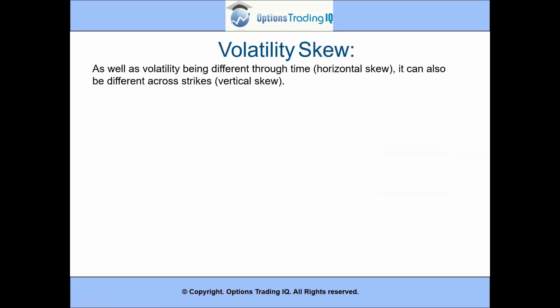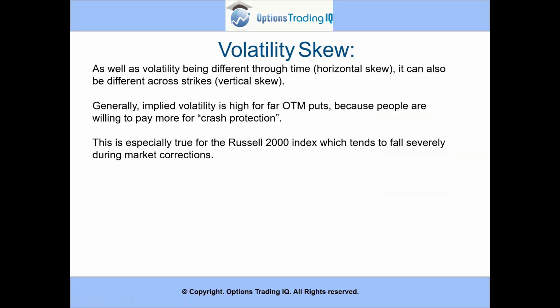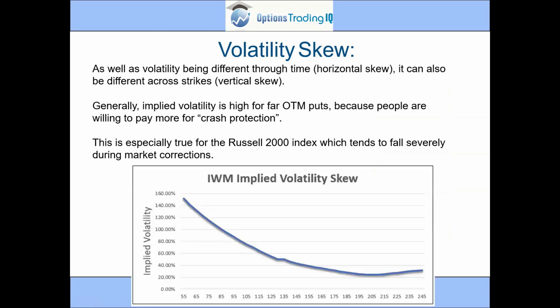As well as volatility being different through time, which is what we've been looking at, that's called horizontal skew, it can also be different across the strikes, so vertical skew, so up and down the option chain. Generally, implied volatility is high for far out of the money puts because people are willing to pay more for crash protection. This is especially true for the Russell 2000 index, which tends to fall severely during market corrections.